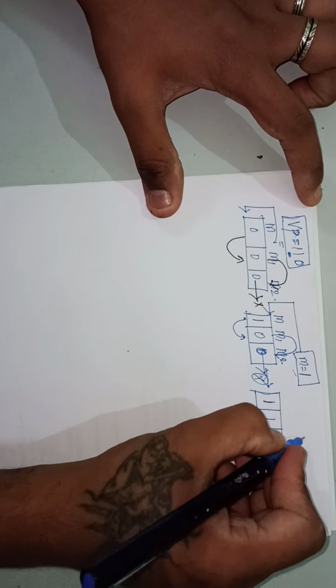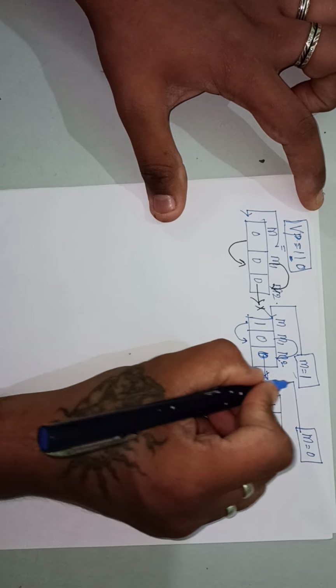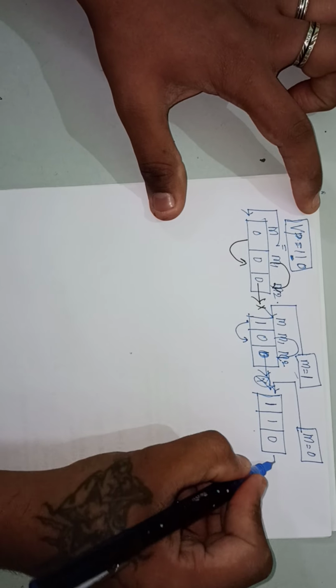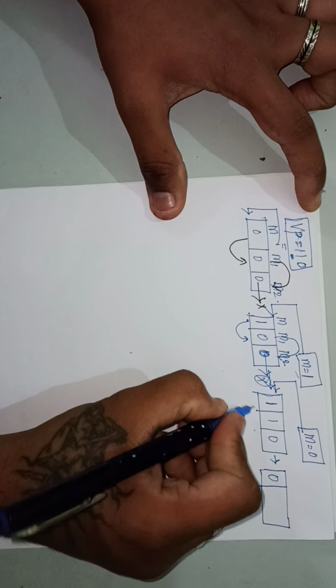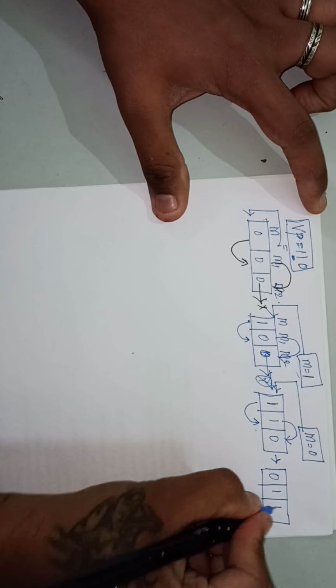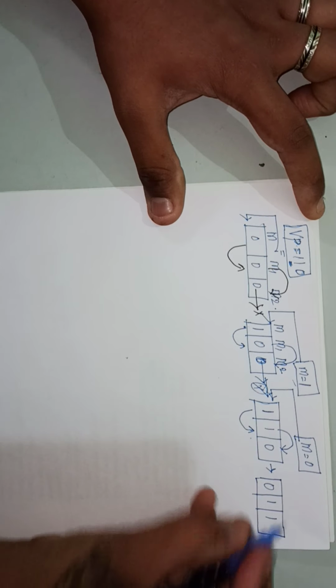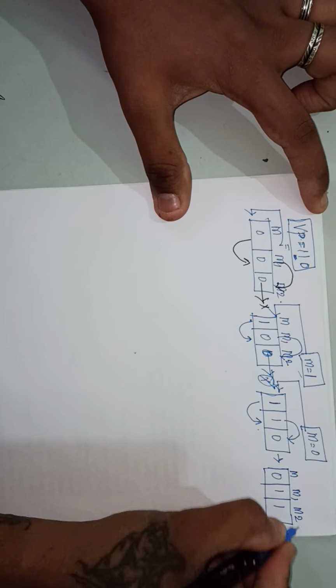At last I am giving m value as 0 to the input over here. If I give 0 as the input, here the value will be 0, and this one will shift here, and this one will shift here. So the value will be 0 1 1. So the m value is 0, the m1 value is 1, the m2 value is 1.